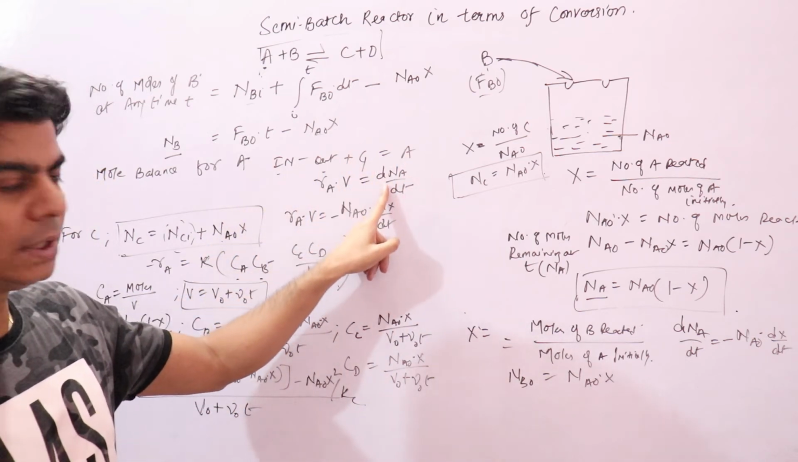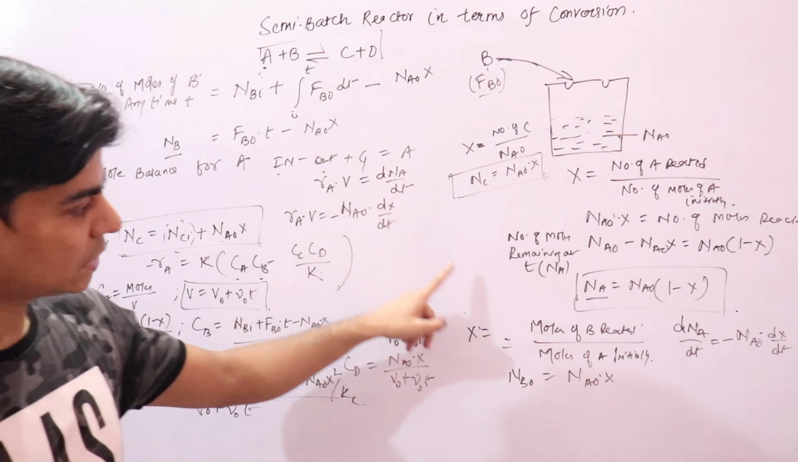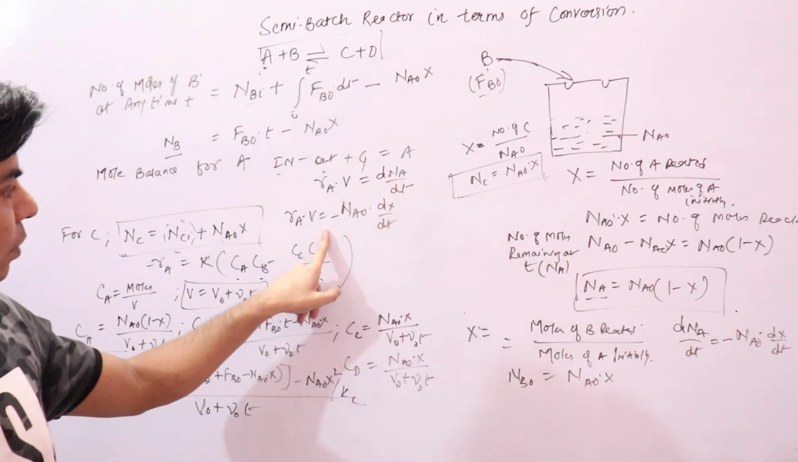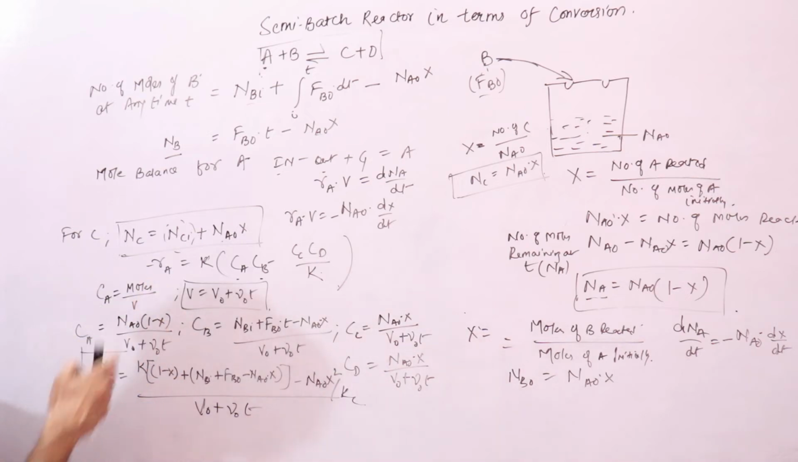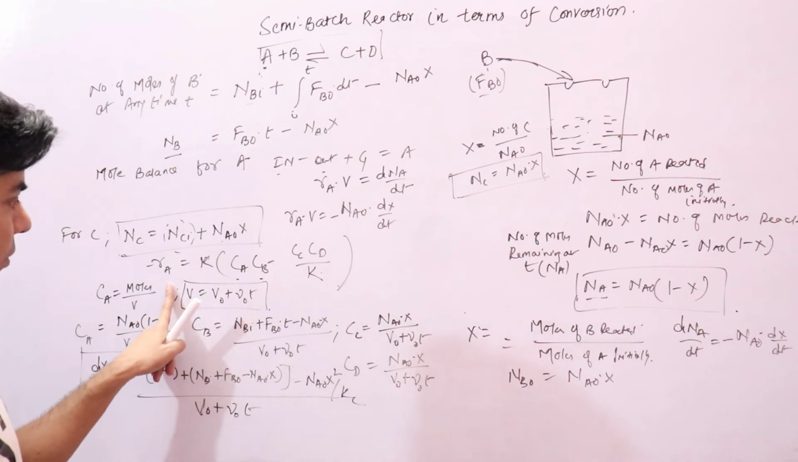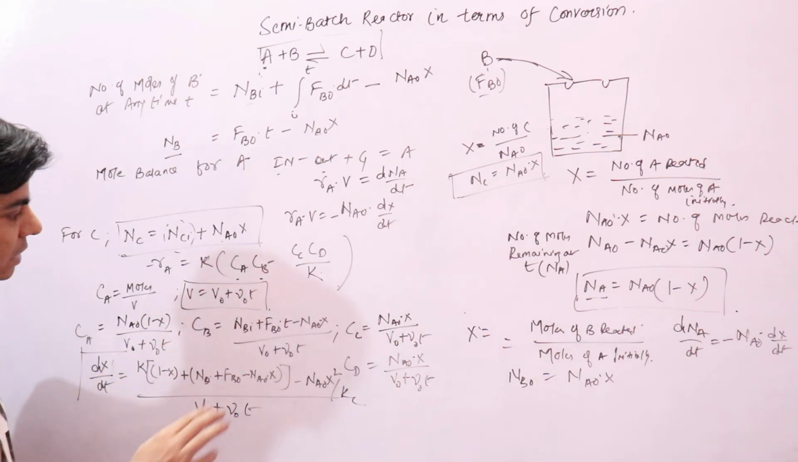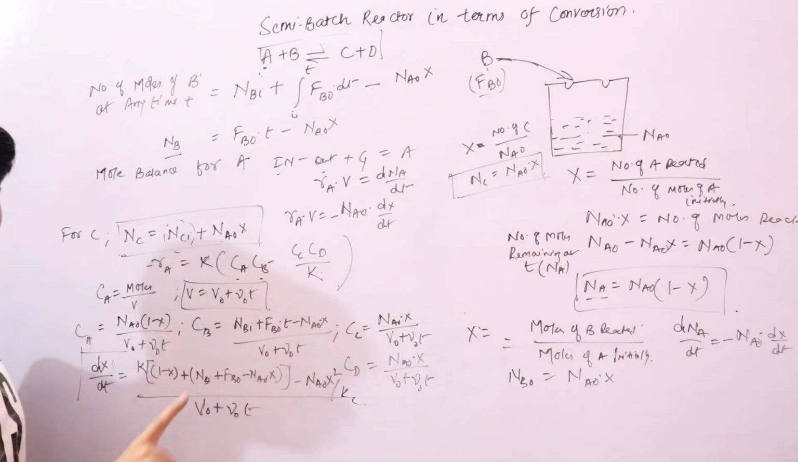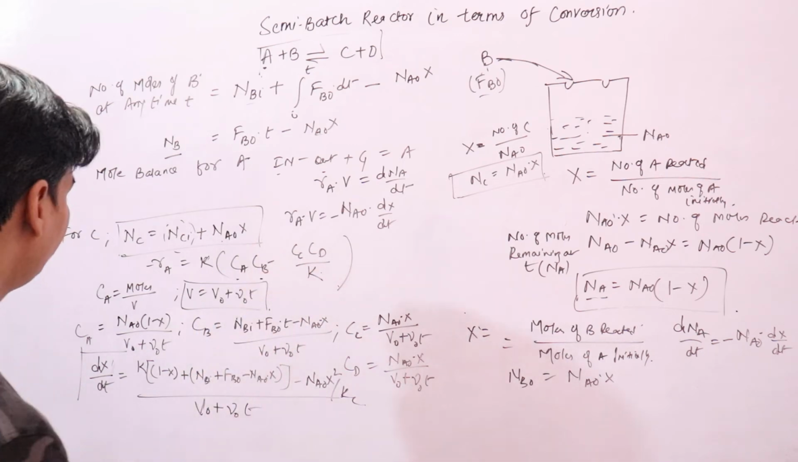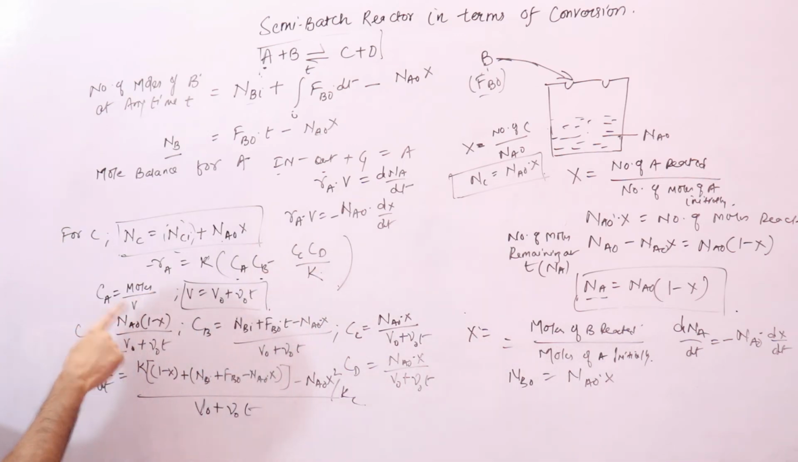So dNA upon dt is calculated from this equation as this, so you will substitute it over here. Now we know that you have to remember this equation: the rate of reaction for second order reactions is this. Now you have to calculate the concentration of these reactants and products, and we know that concentration is moles per unit volume.